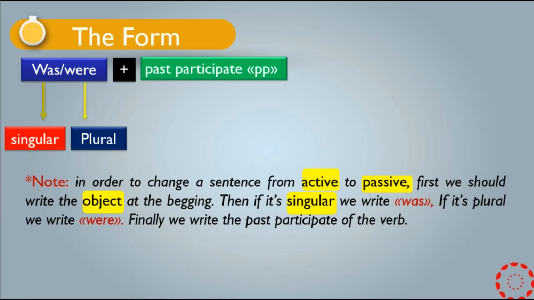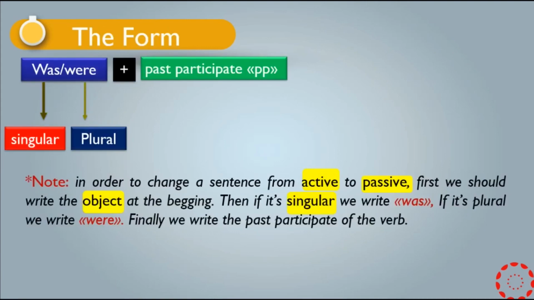If it is plural, we write were after the object. Finally, we write the past participle of the verb. So we have some steps in order to change from active to passive. First, we find the object of the sentence. We write the object at the beginning, and we look at the object. If it is plural, we write were. If it is singular, we write was. After that, we change the past form of the verb to the past participle of the verb.